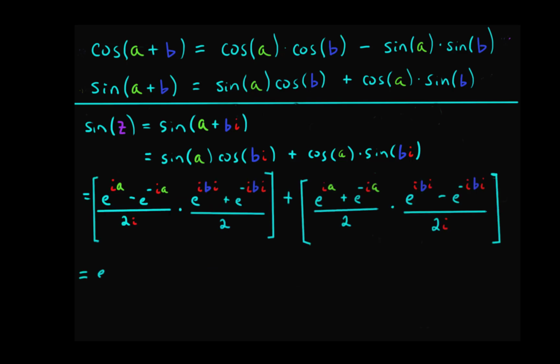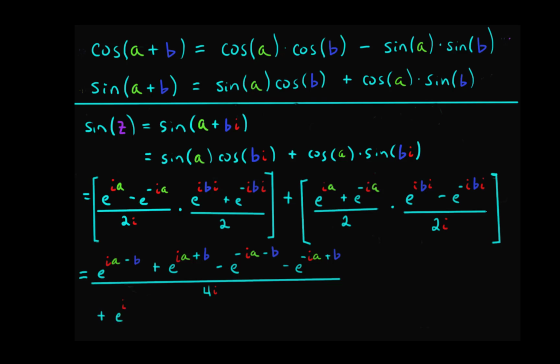And when we do this multiplication, we get e to the ia times e to the ibi. Well, e to the ibi is just e to the minus b. So this becomes e to the ia minus b. Plus, here's the next term, e to the ia times e to the minus ibi. That just becomes e to the ia plus b. Minus e to the negative ia times e to the ibi, that's e to the negative ia minus b, minus e to the negative ia times e to the minus ibi, that's just e to the negative ia plus b, all over 2i times 2, so all over 4i.